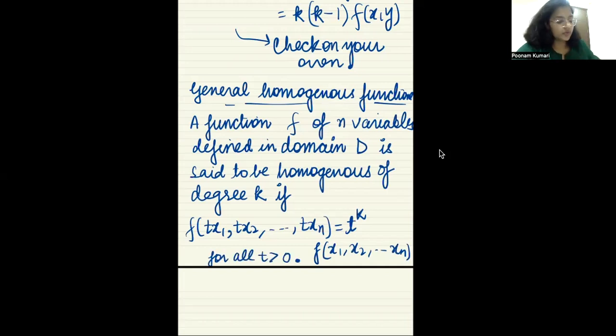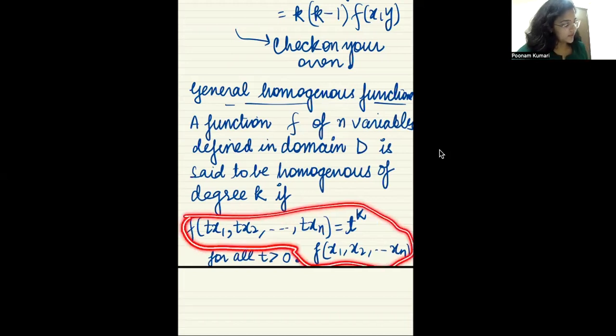So this particular definition or condition should be satisfied for all the points in the domain, for all x1 up to xn. So you pick any point from the domain and multiply it by any real number t. The only condition is that it should be greater than 0. Then this particular condition should be satisfied.